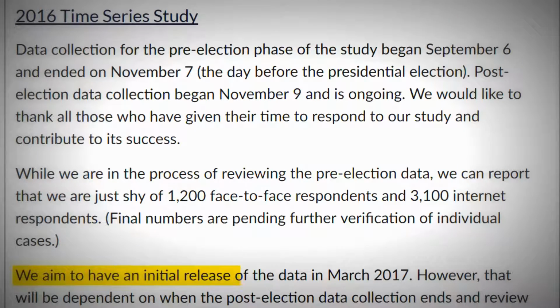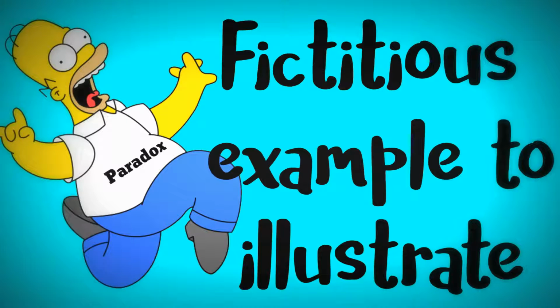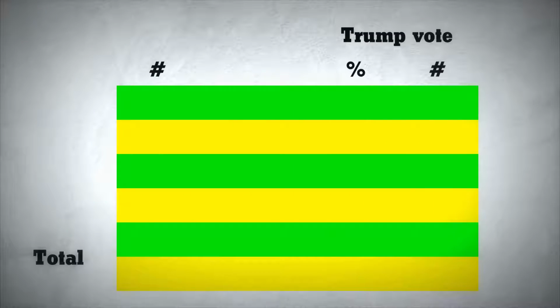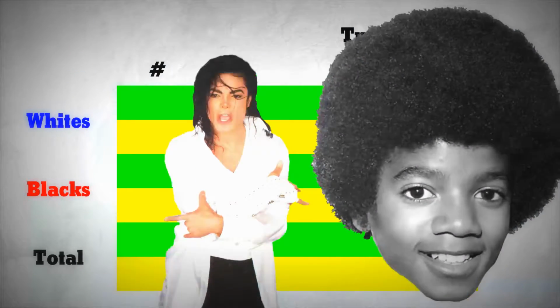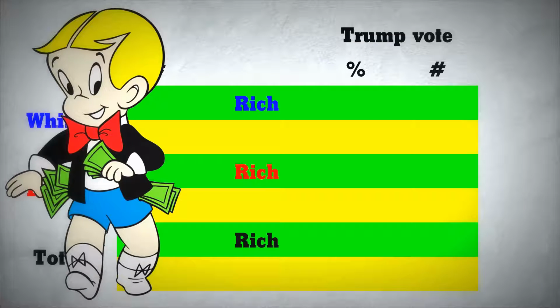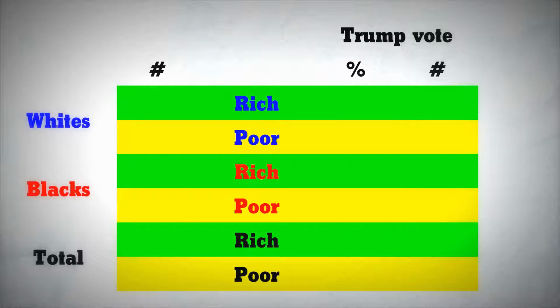Researchers haven't released more detailed data. So for now, here's a fictitious example just to illustrate how Simpson's paradox might have arisen. I'll assume there are only 2 races, whites and blacks, and only 2 income categories, rich and poor. I'll also reuse the same numbers from previous examples.